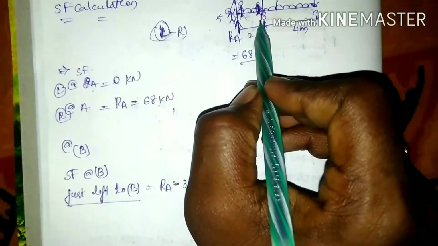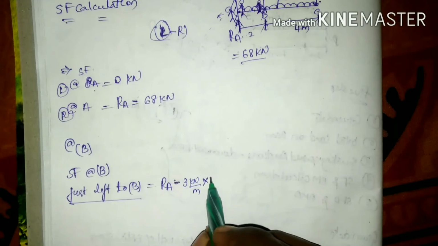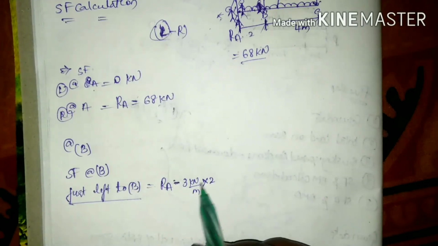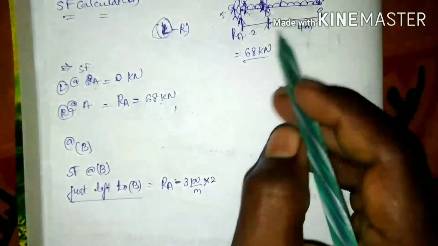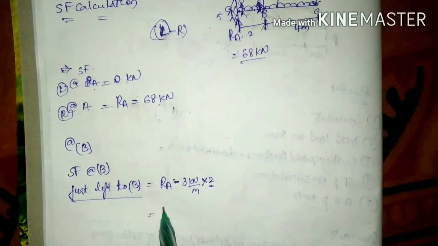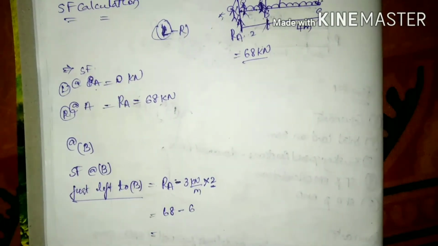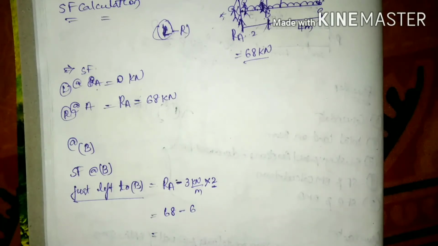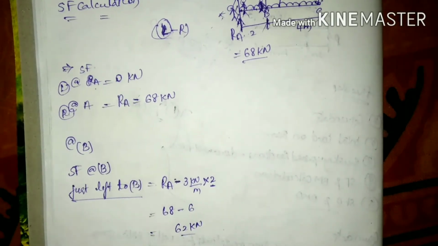From A to B, the distance is only 2 meters, so I am going to multiply by 2 meters. The load is only acting for the 2 meters up to B, so for the 2 meters, that is 68 minus 6, that is 62 kilonewtons.